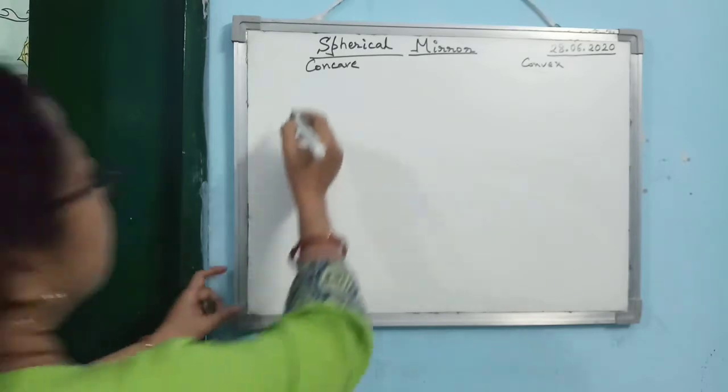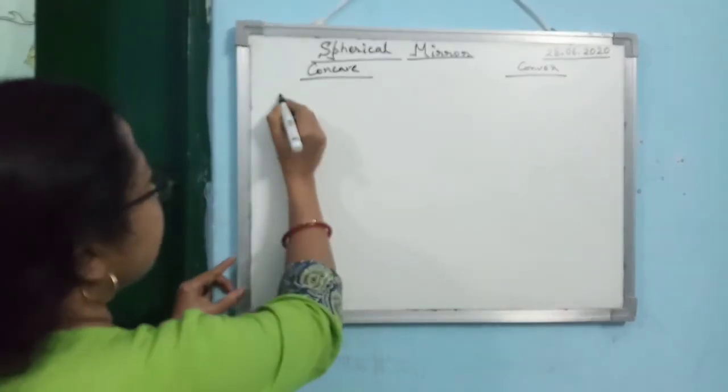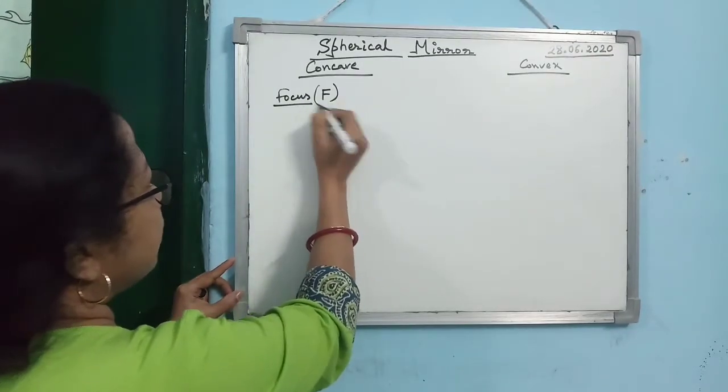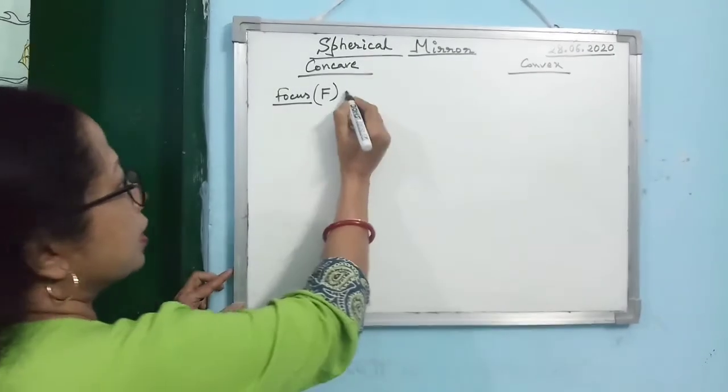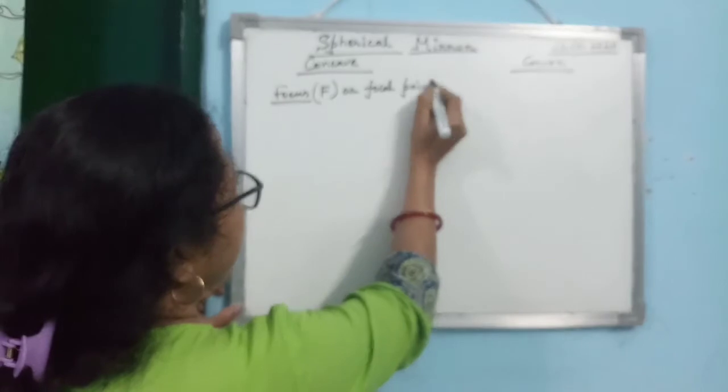Next physical term you have to know related with concave and convex mirror is focus. Alright, focus F. We denote it focus or focal point. Sometimes we call it as focal point also. Okay, you have to understand that.